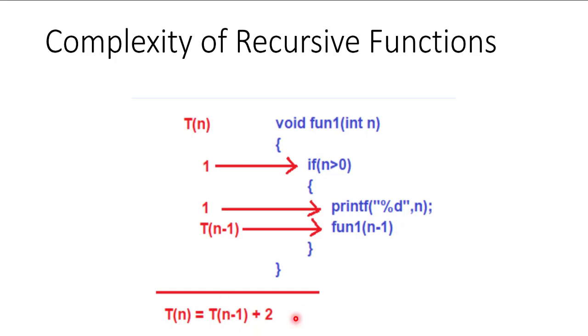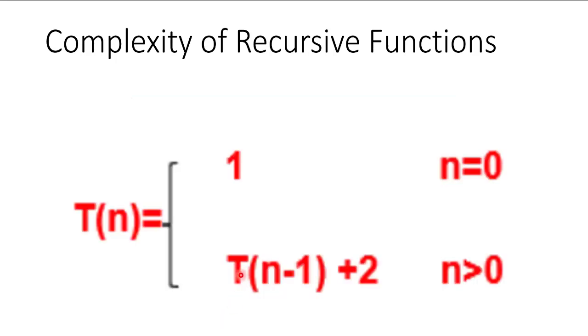For better understanding, look into this image. This is known as the recurrence relation that we found. It only holds if n is greater than 0. Now what happens if n is equal to 0? If n is equal to 0, it will again take only 1 unit of time. So this recurrence is formed from the function fun1, and the time complexity of a recursive function can be represented in the form of a recurrence relation as well.